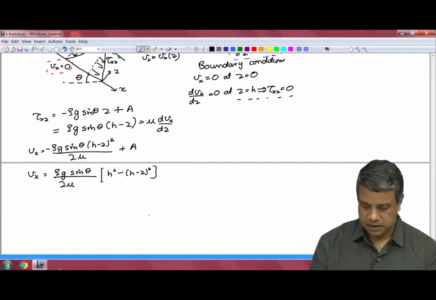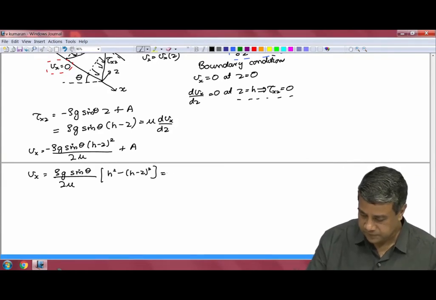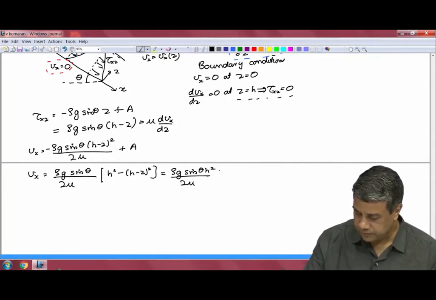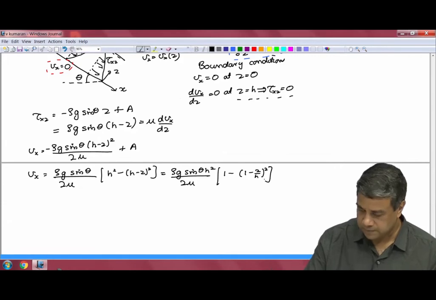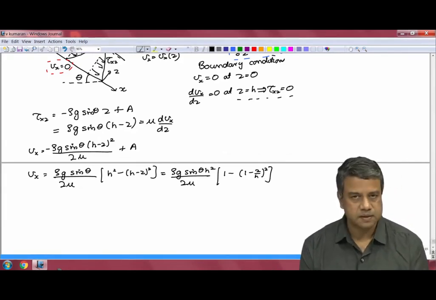I can also express this in terms of a scaled distance from the surface as rho g sin theta into h square by 2 mu into 1 minus z by h the whole square. So, that is the expression for the velocity.